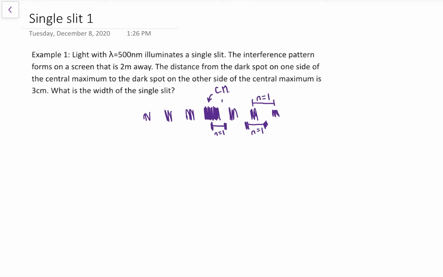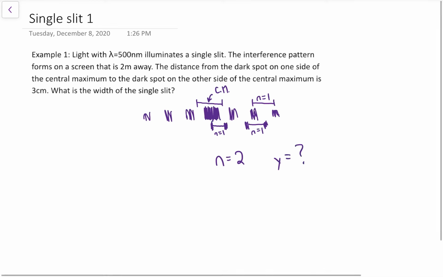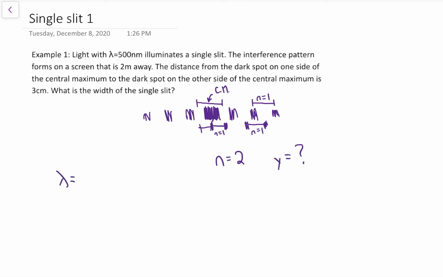A common question is this first one: what if we measure from the dark on one side of the central maximum all the way to the dark on the other side? Probably the easiest way to do that is, if we're measuring across dark to dark, across that special dark, that corresponds to an n equals 2. N equals 1 would get us from the middle of the central maximum to the dark, and then another n equals 1 would get us to the dark on the other side. So n equals 2. Then it's kind of like questions we've done before.